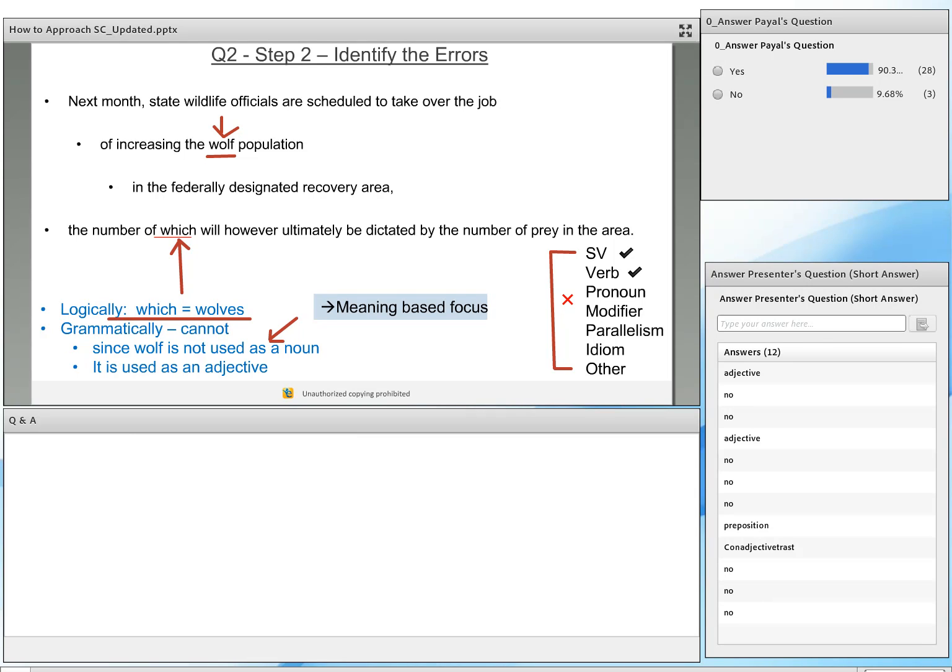Good. Now I have one more question here. Could you say that ultimately is redundant since the sentence already uses however? No, I cannot say that. Okay, why? Because however is a contrast word. Ultimately is simply saying that it will in the end be dictated by the number of prey. So both communicate absolutely different meanings. Okay, so no, they are not redundant.